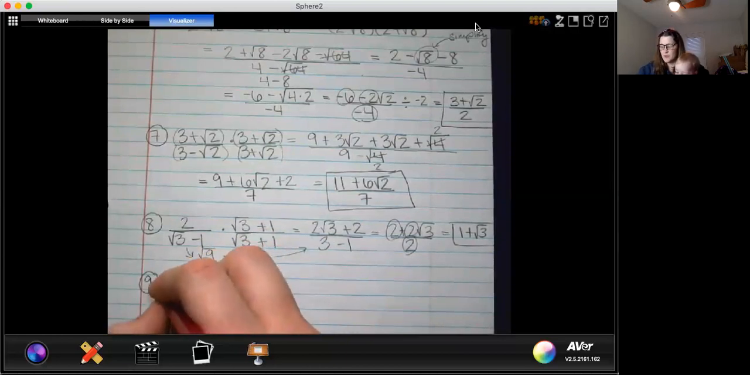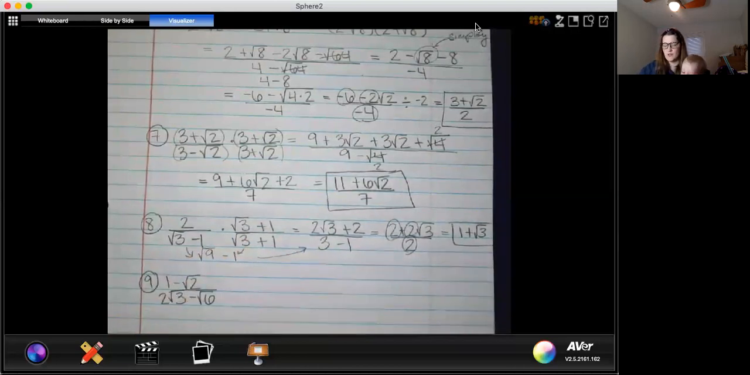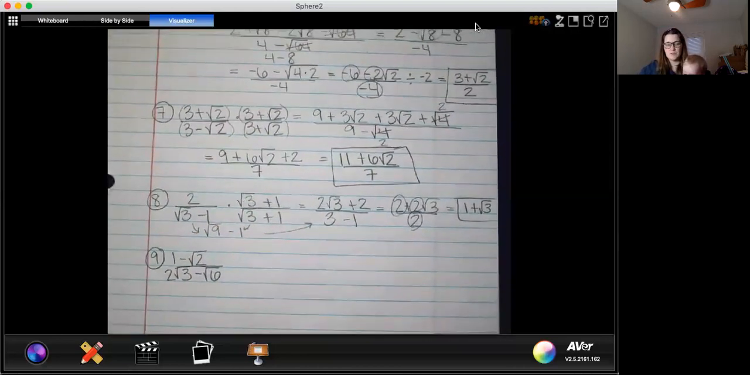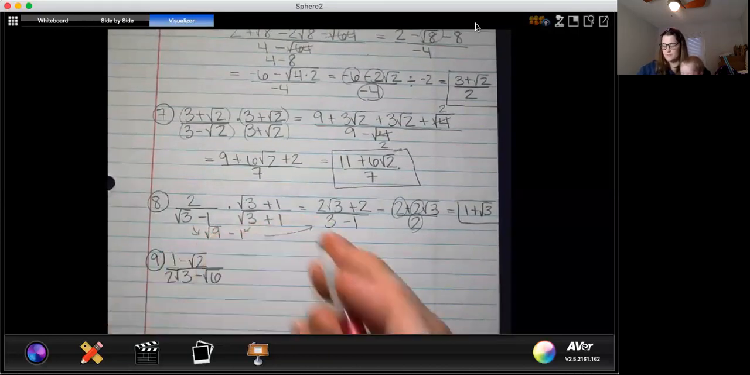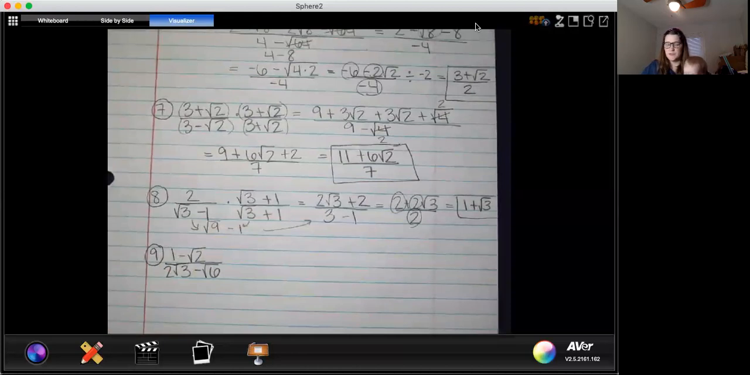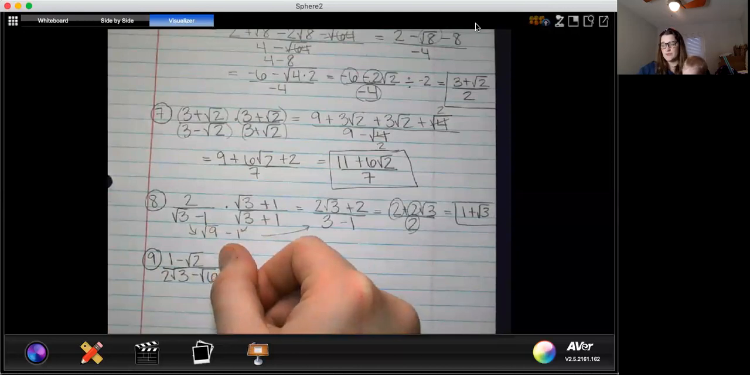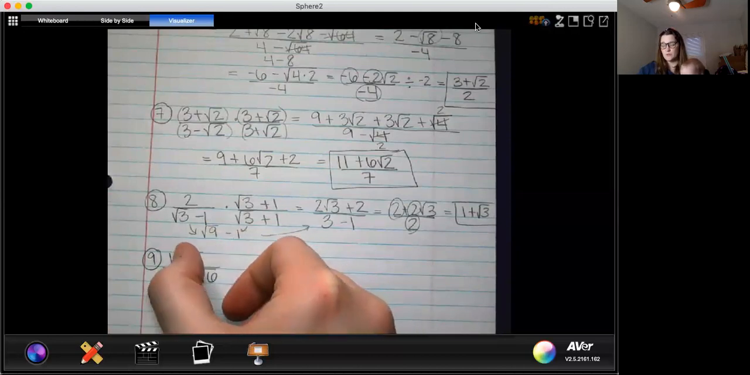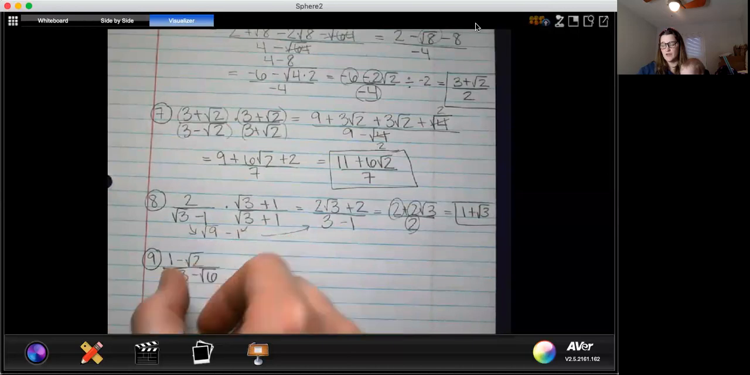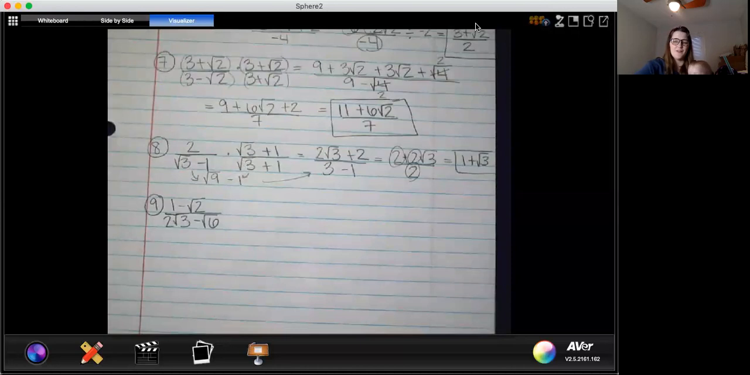Divided by 2 square root of 3 minus square root of 6. Okay, so I'm going to go ahead and leave this one to you to try. 1 minus the square root of 2 divided by 2 square root of 3 minus square root of 6. So it kind of combines the two skills we've worked on in the previous examples where we had a rational and a radical, and then also 2 radicals. Okay, so good luck on that one.